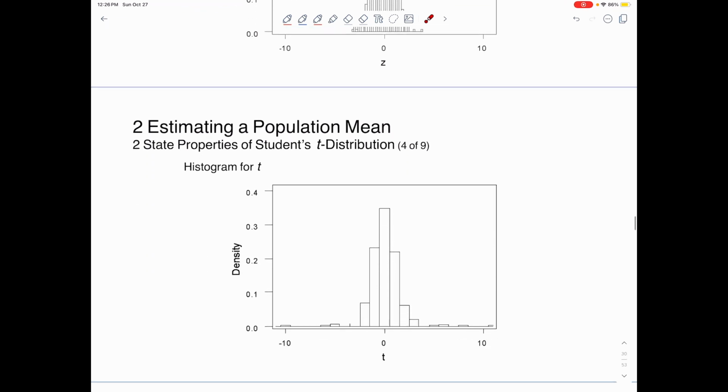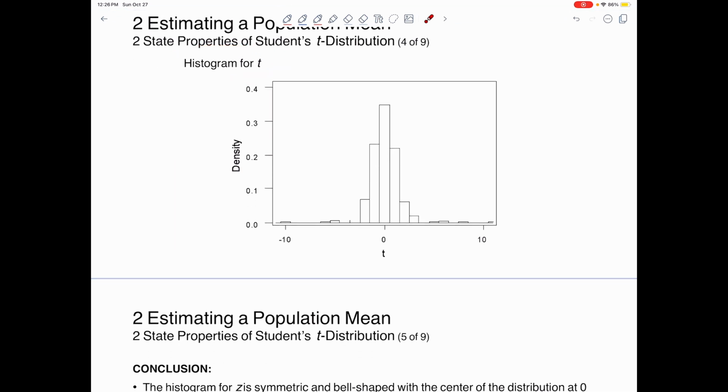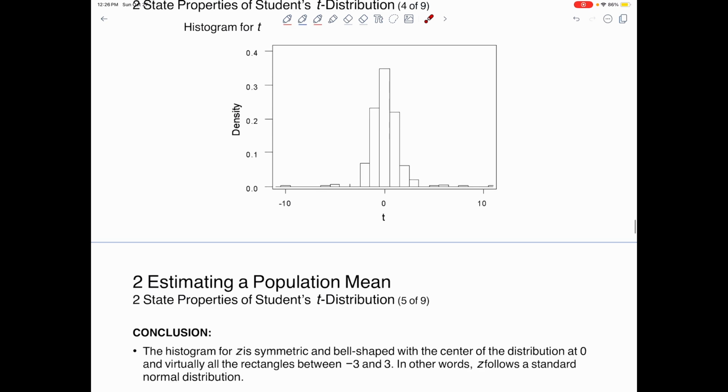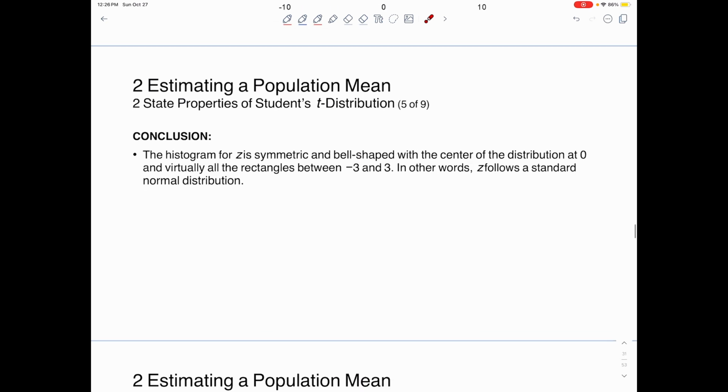Versus if you draw the histogram for the t-distribution, you will notice a big difference here. The shape is approximately normal. However, you will notice that the tails are a little bit heavier than the tails of the normal distribution. So as a conclusion, we say that the histogram from the z-score is symmetric or bell-shaped, and it is centered about 0, similar to the normal distribution.